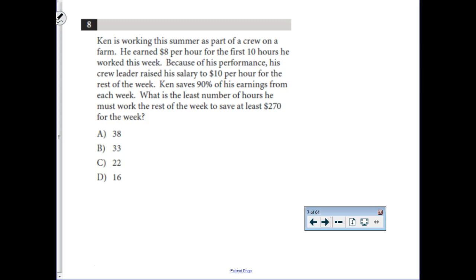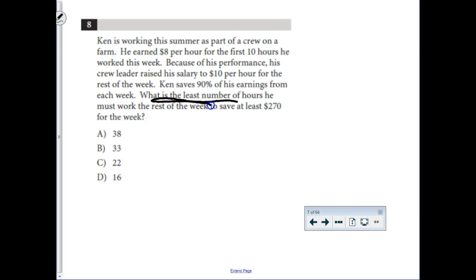Now, anyone a really big fan of the plug and chug method on questions like multiple choice questions? Yeah, a lot of kids are. That is a fantastic method, except there's an art to plugging and chugging. Where would I start my guessing, my plugging, if I was going to do this one? Would I start at the highest number or the lowest number? In this problem, I would start at the lowest number because it says what is the least number of hours that he must work in order to make this happen.